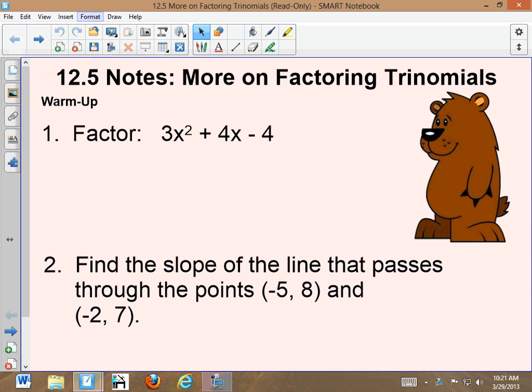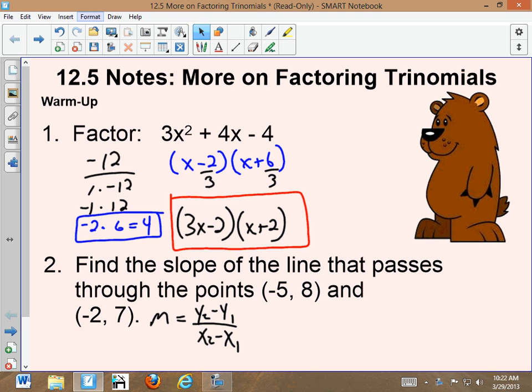Okay, this is lesson 12.5. We are not going over anything new. This is going to cover everything that we have done thus far in Unit 12, all the way back to 12.1. We're just going to wrap it all up and do it together. Okay, we're going to go ahead and do the warm-ups, pause the video, and then compare your answers to see if you got the right answer.